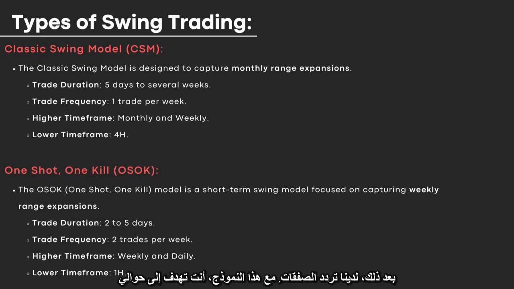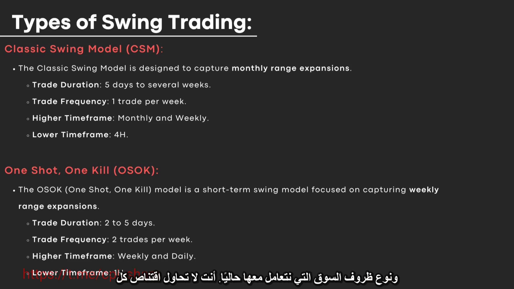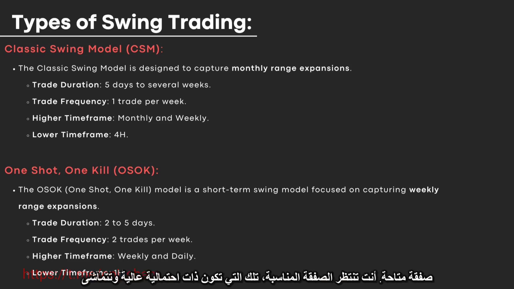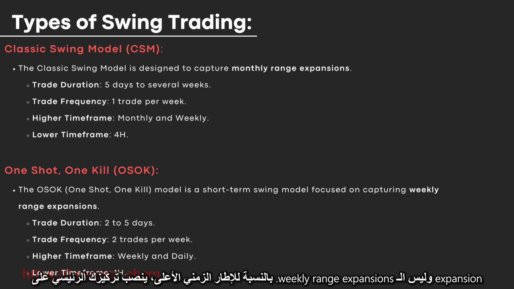Next up, we've got trade frequency. With this model, you are aiming for about maximum one trade per week, or maybe even less than that, depending upon how many pairs you trade and what sort of market conditions we are currently dealing with, right? You're not trying to hit every single setup. You are waiting for the right setup, the one that is high probability and that aligns perfectly with the bigger picture, because after all, your job is to exploit the monthly range expansion and not the weekly range expansions.